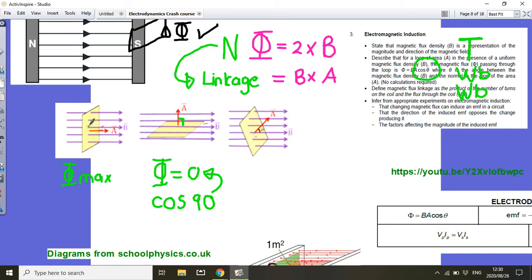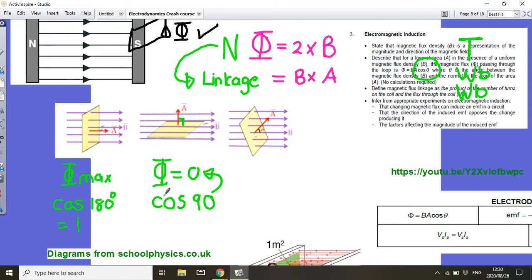If you look at this one here, you're going to have cos. Now look at the angle. The angle is between the normal to the area and the magnetic field. Now this time it's 0 or 180, and if you get cos of 0 or 180 degrees, you know that that is 1. So that means it's the maximum it can ever be.